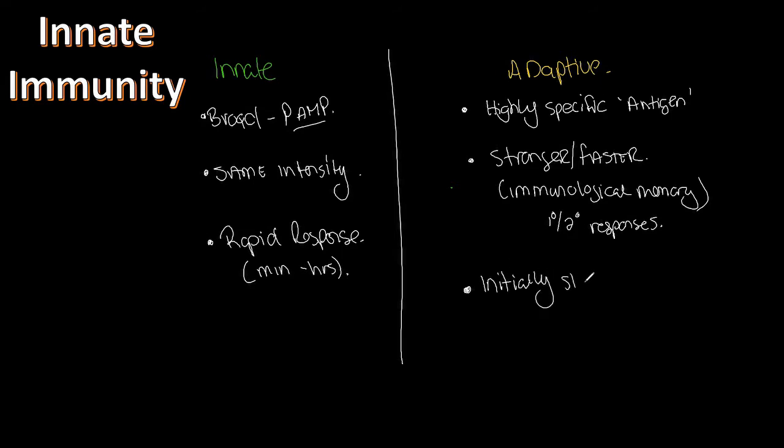Whereas adaptive immunity itself is initially rather slow, and so we're talking days for it to kick in. Essentially, the cells need time to proliferate and mature in the lymphoid tissue.